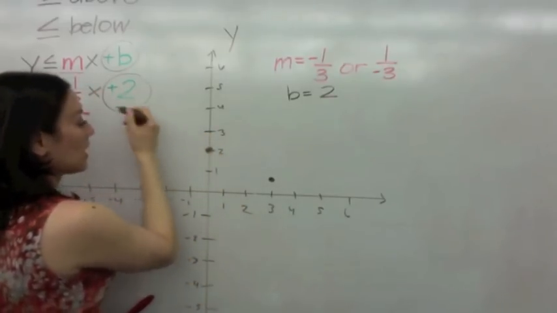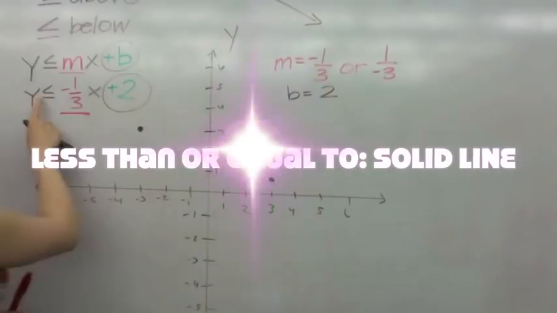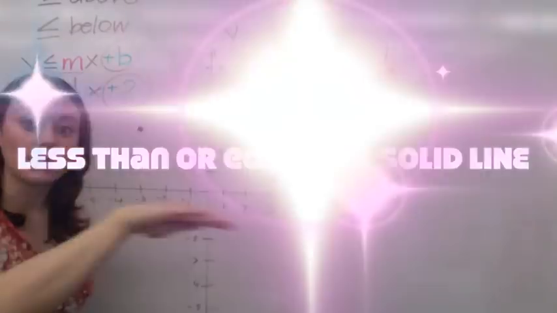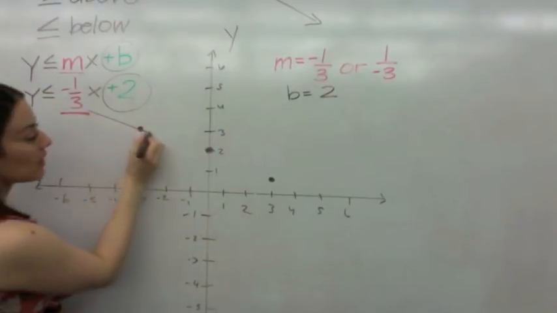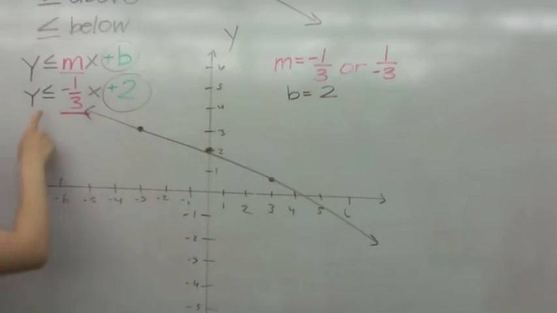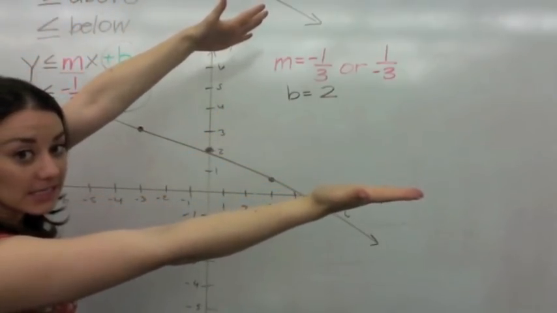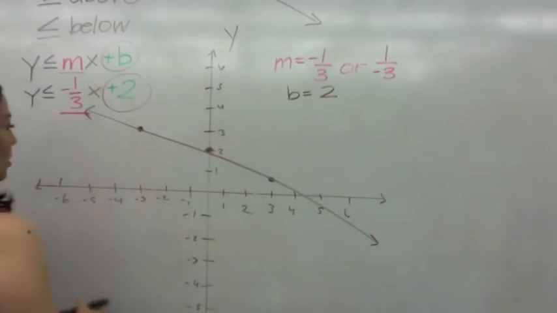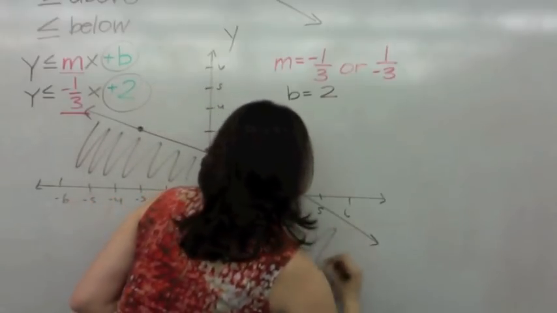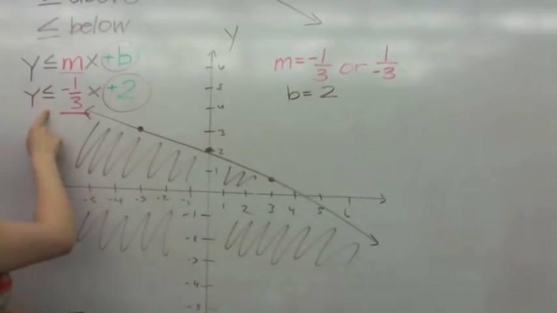So again, this has a negative slope, so the line is going to go down like this. But this time, because it's less than or equal to, we have a solid line. What kind of line do we have? A solid line. So we're used to drawing solid lines like this. The last step is to shade. If this is less than, is it going to be above or below the line? Less than is below the line. So you're going to shade everything below the line, so that if you plugged in any point below this line, it would make this statement true. Okay?